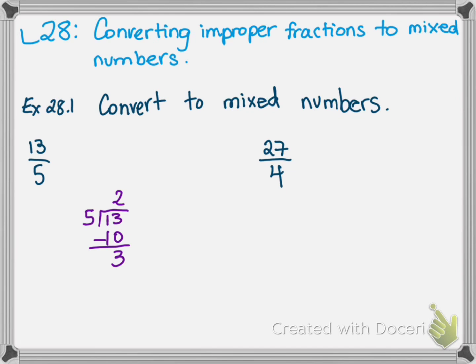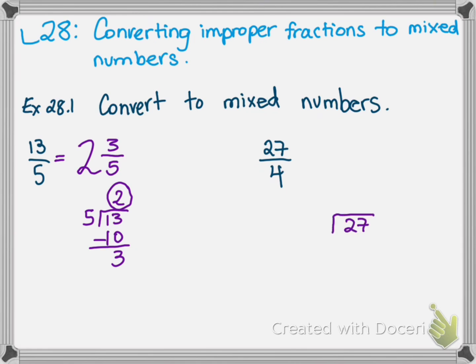So it's very easy. What we are saying with this division is that we can make 2 whole units with the 13 pieces, but we're going to have 3 leftovers, and then we keep the denominator the same. So that's it. Very, very simple. Let's do the next example.